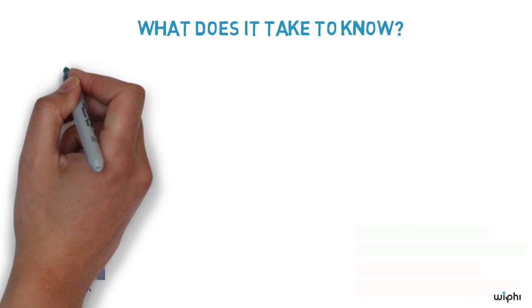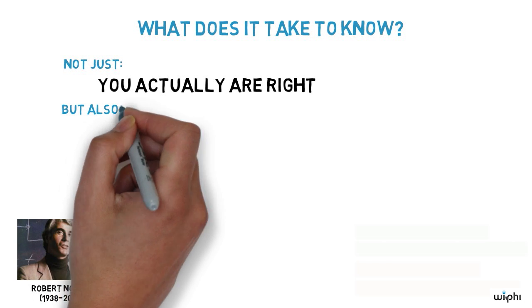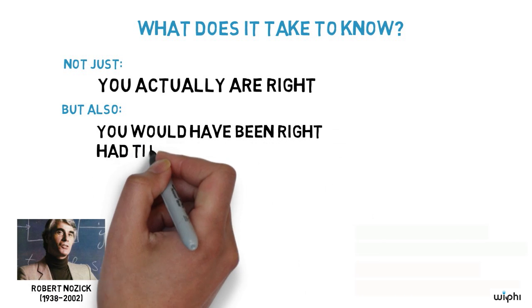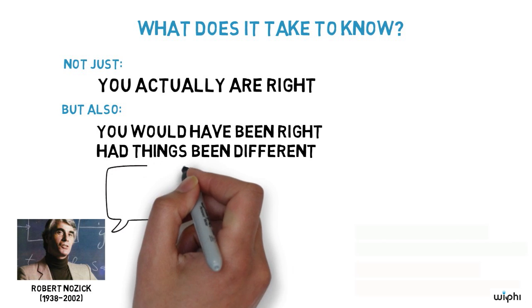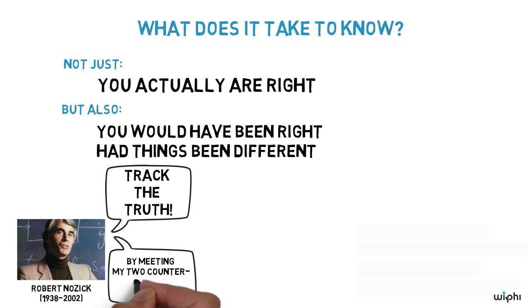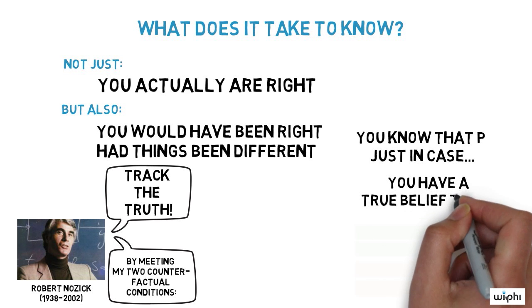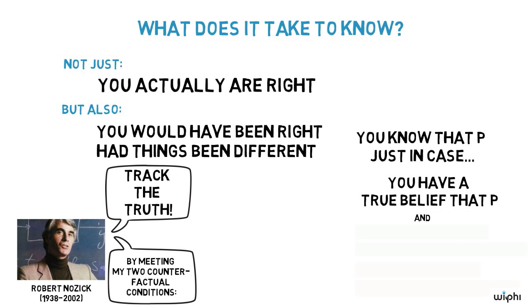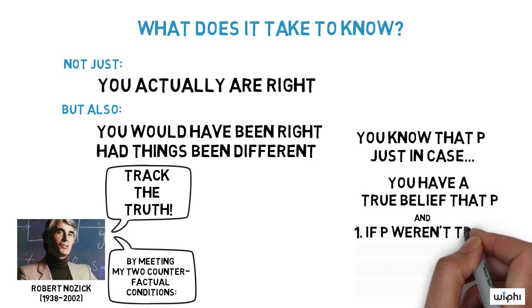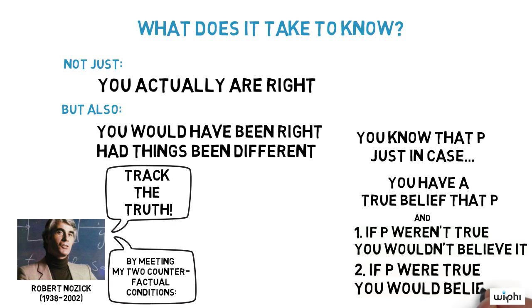The philosophical idea behind this example is that to know something, it's not enough that you're actually right about how things are. Knowers also would have been right if things had been different in various ways. As Nozick put it, knowers are able to track the truth in a variety of different situations. Nozick captured this idea with two counterfactual conditionals. Together, he thought, they specified the difference between knowing and merely having a true belief. In his view, you know that P, just in case, you have a true belief that P, and the following two conditionals are also true. First, if P weren't true, you wouldn't believe that P. And second, if P were true, you would believe that P.